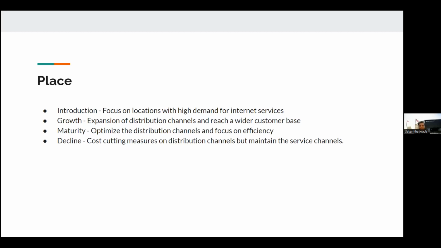So during the decline stage, Worldlink can focus on cost-cutting measures to maximize profit. The company can consider reducing the number of distribution channels and cutting costs associated with marketing and advertising. So the focus should be maximizing profits from existing customers and reducing costs associated with acquiring new customers. So that's what Worldlink can do in its placing strategy.